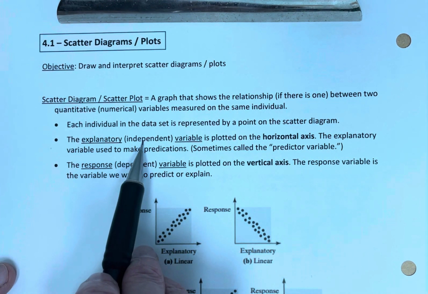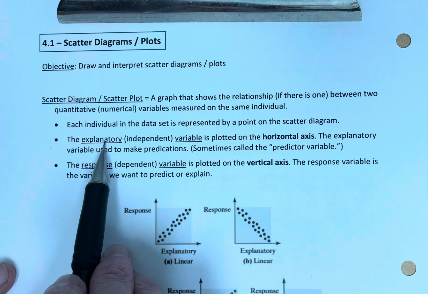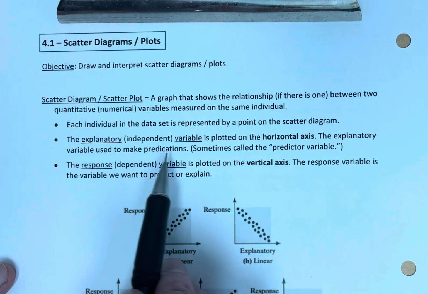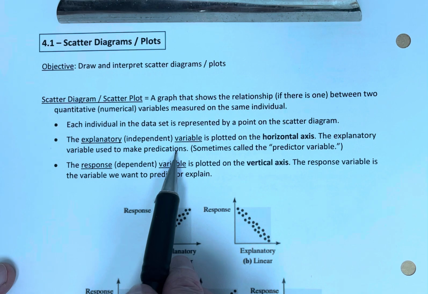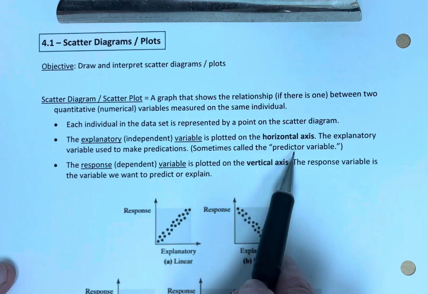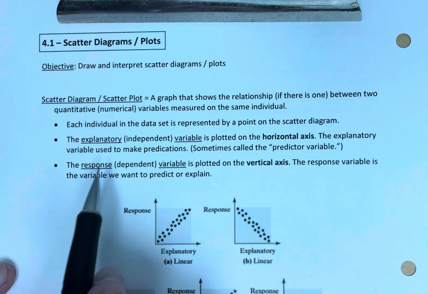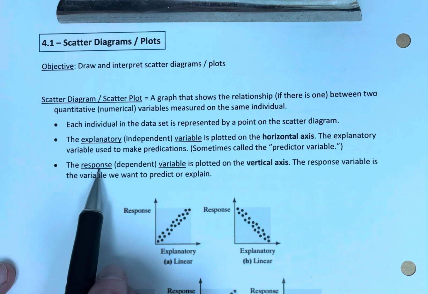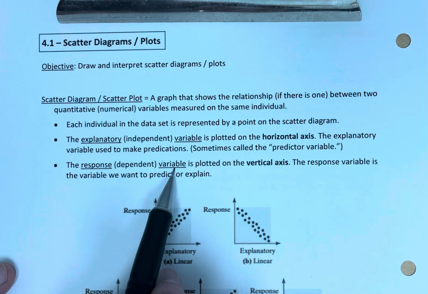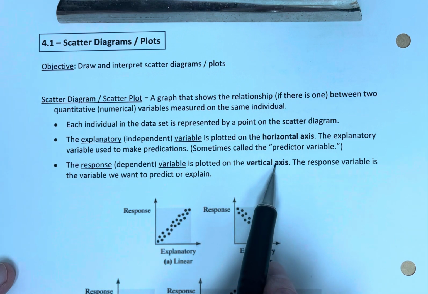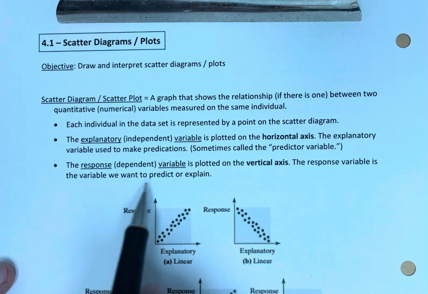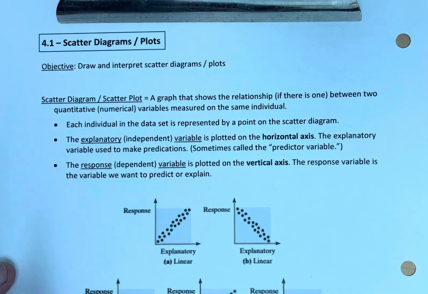The independent variable is called the explanatory variable, the x variable, and it is plotted on the horizontal axis. The explanatory variable is the one we're using to make predictions. By the way, sometimes it's called the predictor variable. The y variable, the dependent variable, is called the response variable, and it is plotted on the vertical axis. The response variable is the variable we want to predict or to explain.